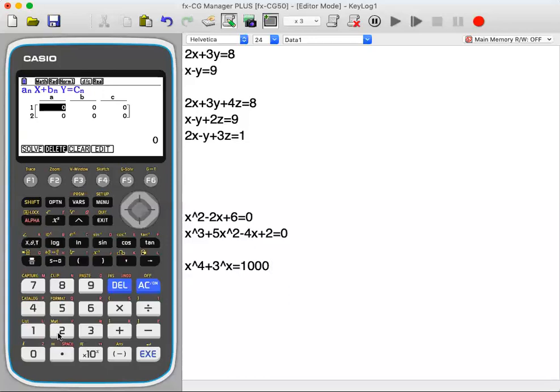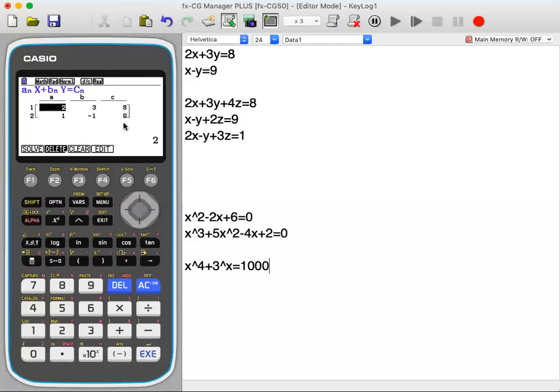What we have here is the coefficients like a, b and c, and obviously the right hand constant. So what you do is take 2 and press execute. It automatically takes you to the next number. Then 3, execute. 8, execute. 1, execute. Minus 1, execute. And 9, execute. Once you're done typing these, you execute to get the exact answer. So x is 7 and y is -2.